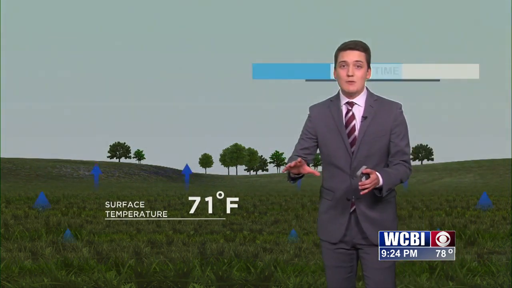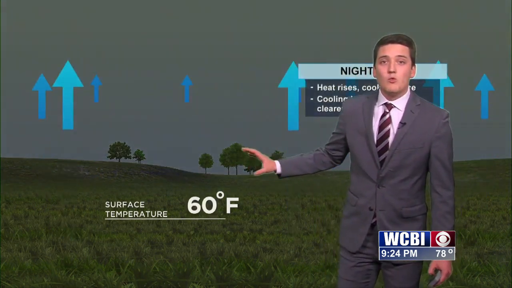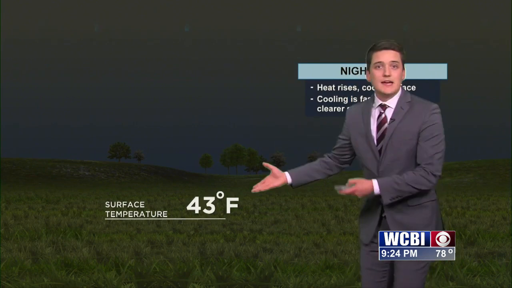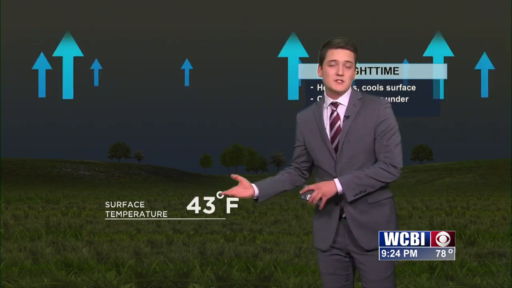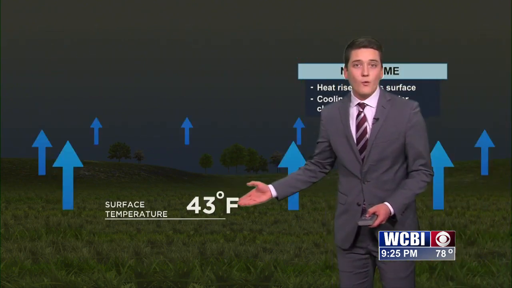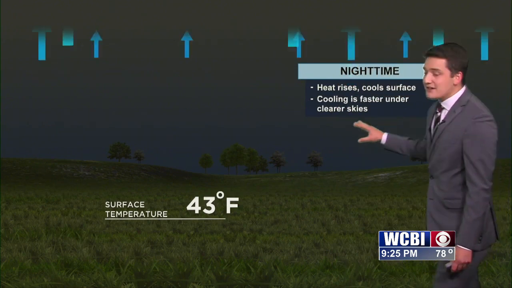Now at nighttime, when the sun goes away, that warm air and radiation is able to lift back up and rise and return into the atmosphere. So temperatures get cooler down here at the surface. We went from, say, 70 degrees down to 43 degrees, feeling cooler at night. So that heat rises, and in turn, cooler air has to rush to fill that void in at the surface. It's faster if there's clear skies above it, and it allows that cooler air to rise more freely.